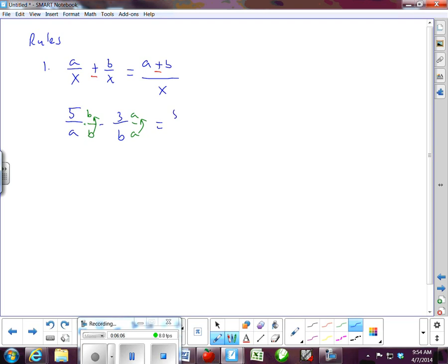And now you're going to add the numerators, 5b minus 3a, and put them over the common denominator. And remember, in the bottom, we're going to put them in alphabetical order. Some would even want to do that in the top. You can, but it's not absolutely necessary. So that's adding or subtracting fractions. Got to have a common denominator.